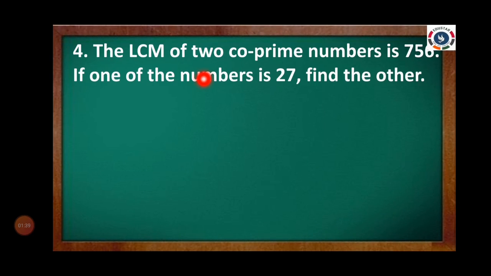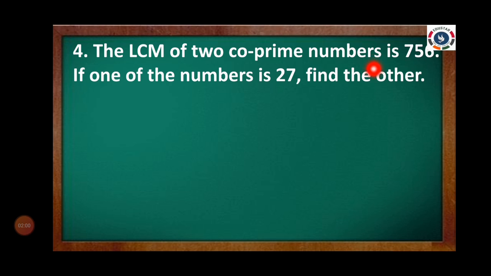Now, example 4. The LCM of two co-prime numbers is 756. If one of the numbers is 27, find the other. Okay, one of the numbers is 27, we want to find the other. The same thing here: LCM is given, but what is missing? HCF is missing. So here what is given? Co-prime numbers.